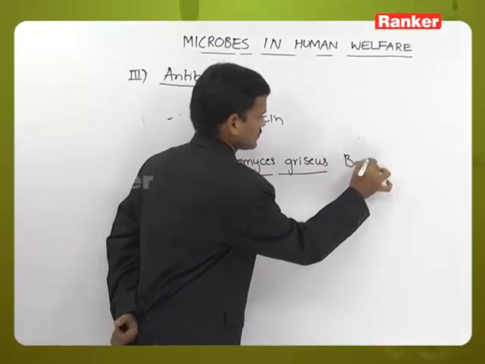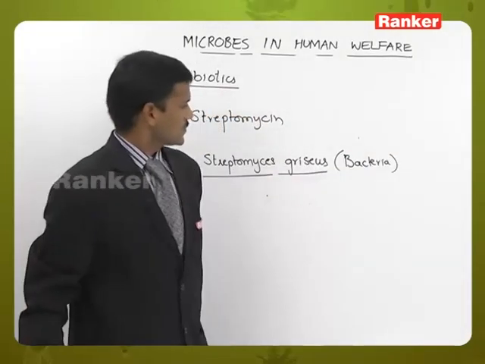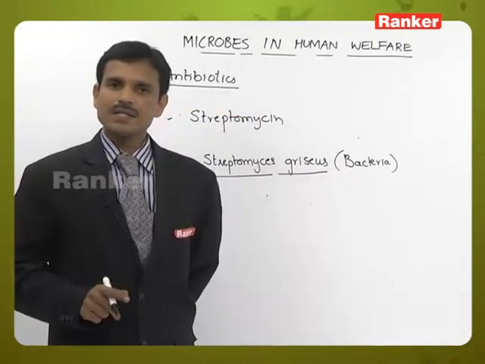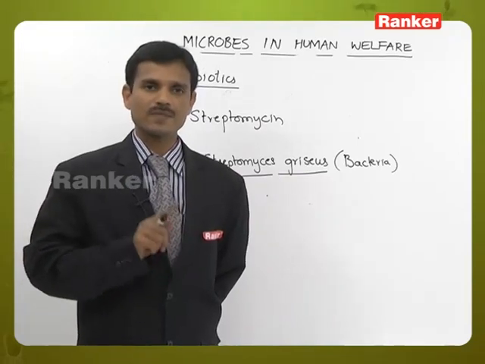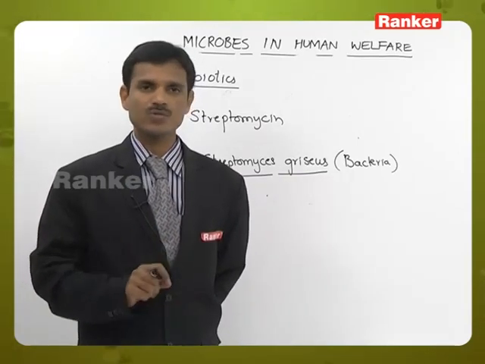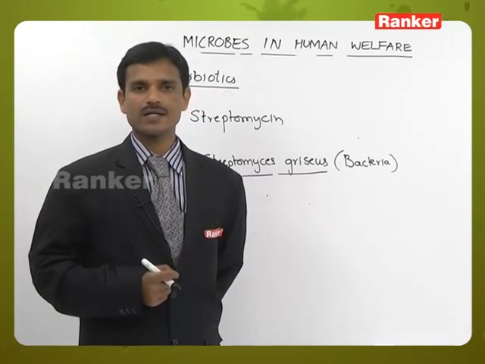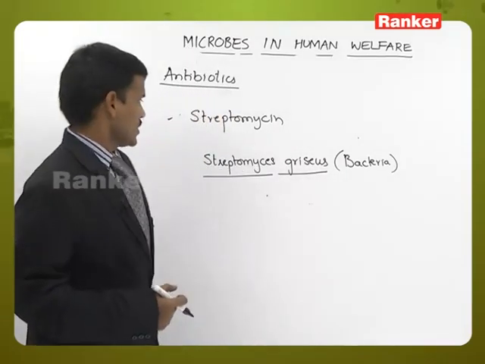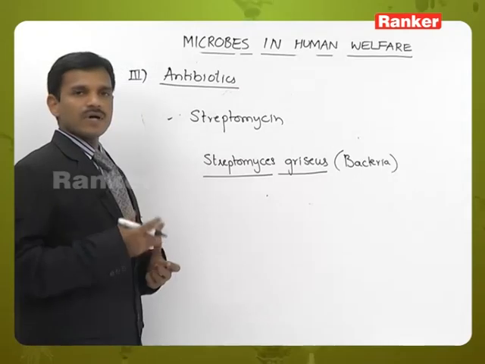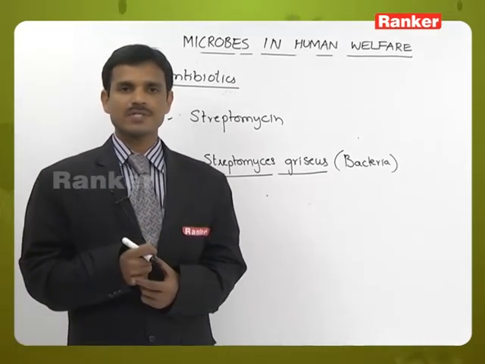Bacterium. So penicillin is an antibiotic extracted from the fungus Penicillium notatum or Penicillium chrysogenum. Streptomycin is also an antibiotic. It is extracted from Streptomyces griseus, which is a bacterium. A number of antibiotics are extracted from Streptomyces species.